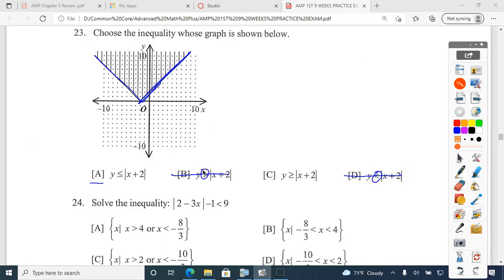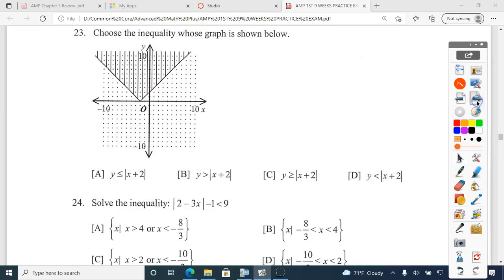Okay? It's also shaded up. So that tells me it has to be greater than. Well, A is not greater than, so the answer has to be C, because it is greater than. Okay? It also says x plus 2, which means it moves left 2. So there's your vertex, if you want to think of it like that as well. But that's all there is to it. You can always graph all your answers and see which one looks like that as well.